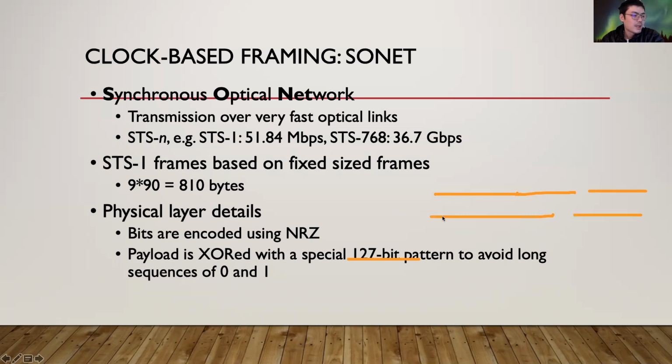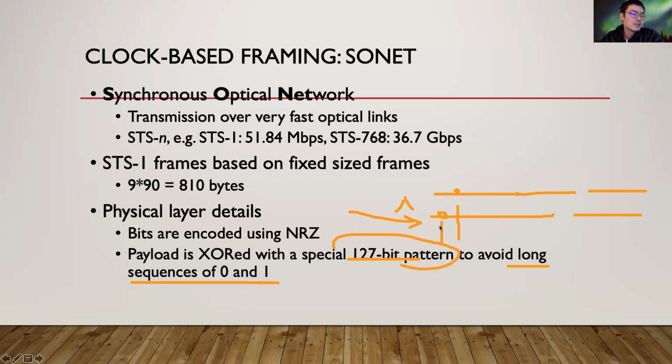For this bit pattern, in an exclusive OR operation, if you have 0, then you keep the bit. If you have 1, you flip the bit: an original 1 becomes 0, and 0 becomes 1. By this kind of flipping, you can make sure there's no long sequence of 0s and 1s. You can design this bit pattern carefully to achieve that.